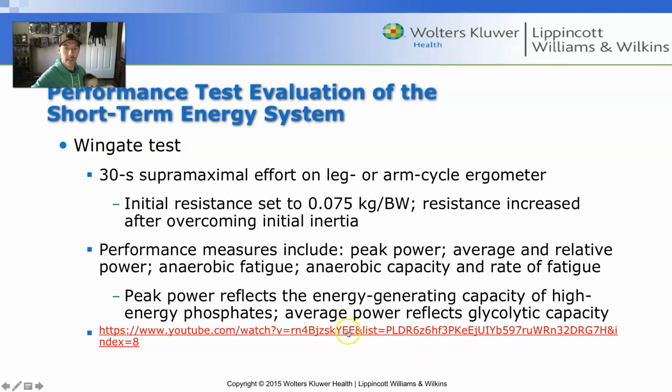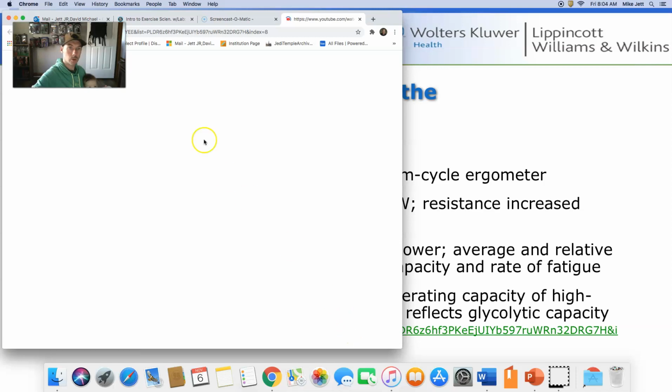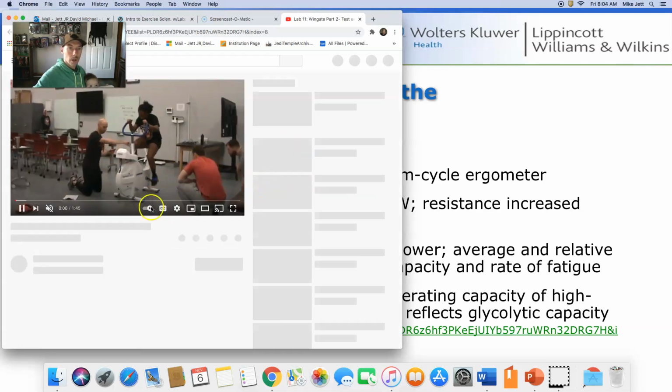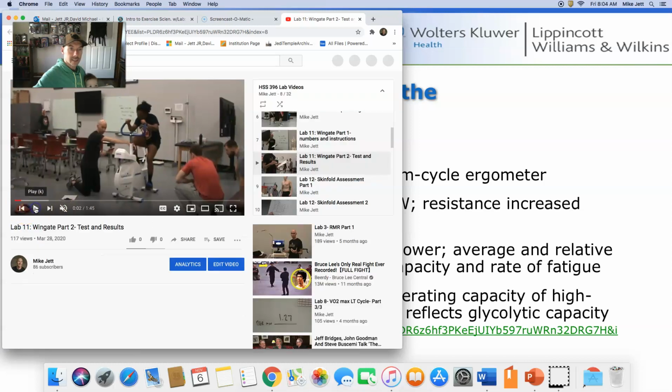So let's look at the Wingate. So here's kind of the setup. This is the bike that we use for the Wingate. It's known as the Monarch cycle ergometer.